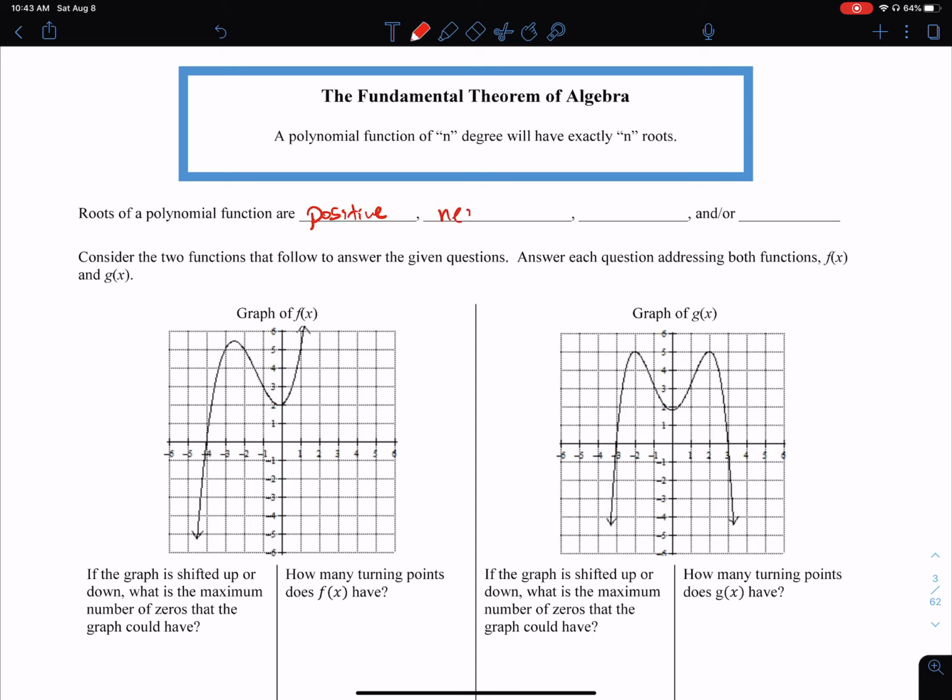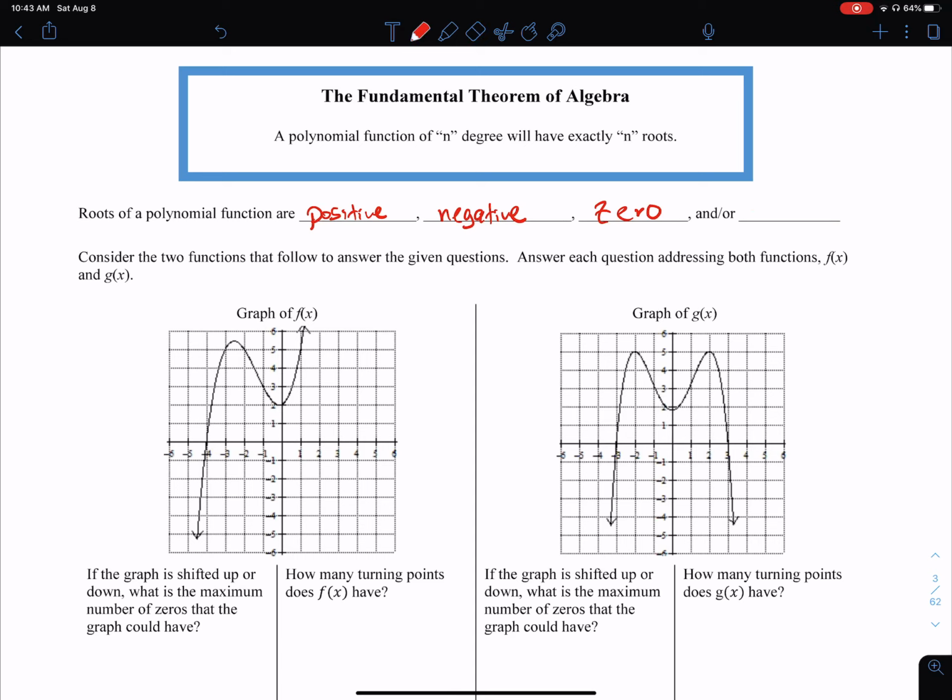they could be negative. I'm thinking, what else could there be besides positive and negative? They could be 0, which is neither positive nor negative, and they could also be imaginary. It's the imaginary ones that are interesting.